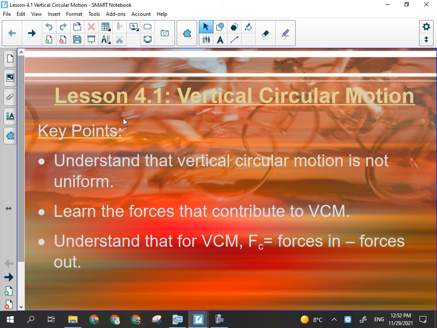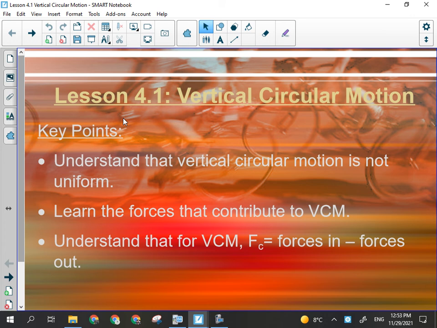When we switch to vertical, what happens to the speed now? It changes, right? It's not constant anymore. It's slowest at the top and fastest at the bottom, because now gravity is playing a part. So not only does my speed change, but if my speed changes, so does my centripetal force. It's mv squared over r.